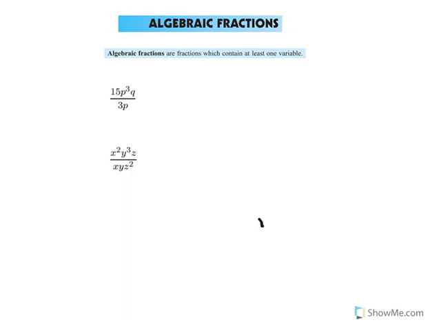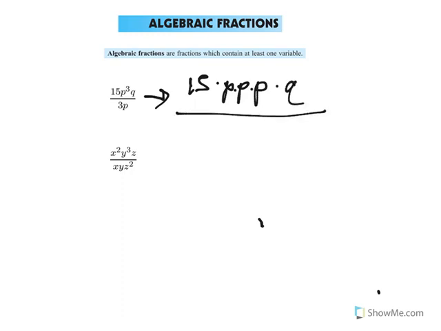Okay, here we are into algebraic fractions. They are fractions which contain one variable. Okay, look at this thing. It looks really ugly. What is it? Well, let's expand it. 15, p cubed, q, so there's 3 p's and a q, over 3 times a p.